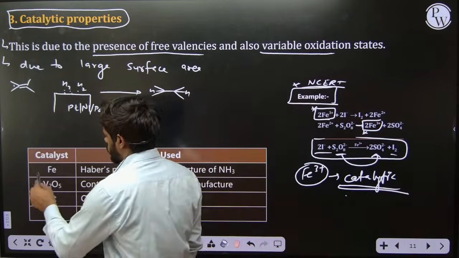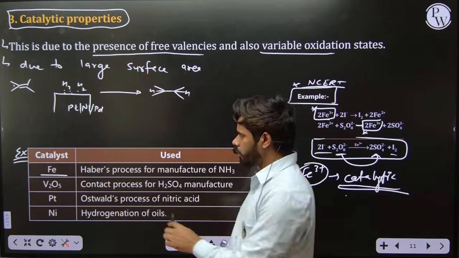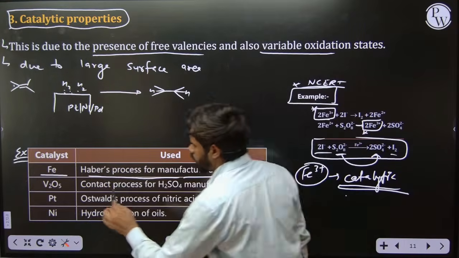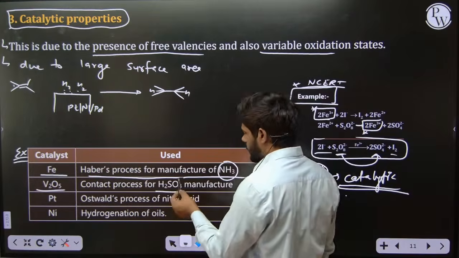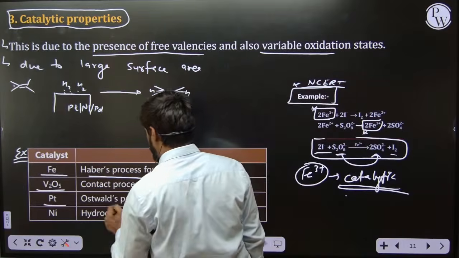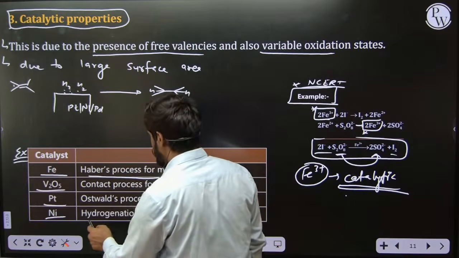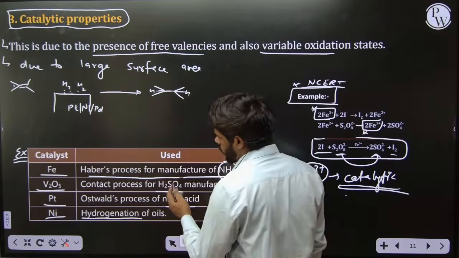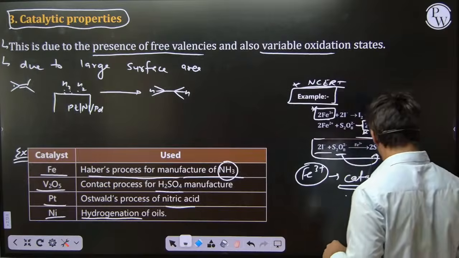Other catalysts we generally use: Fe, iron, we use in the Haber's process for the manufacturing of ammonia gas. V2O5 is used in the contact process for the formation of SO3 gas, that is H2SO4 acid. Platinum is used for the Ostwald process for nitric acid formation, and nickel is used for the hydrogenation of oils. Hydrogenation means that we convert unsaturated compounds into saturated compounds.